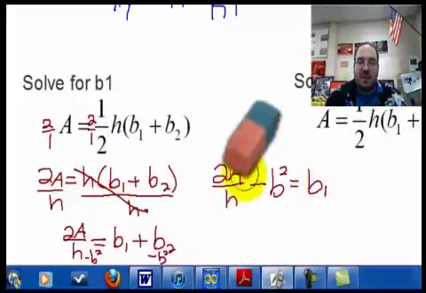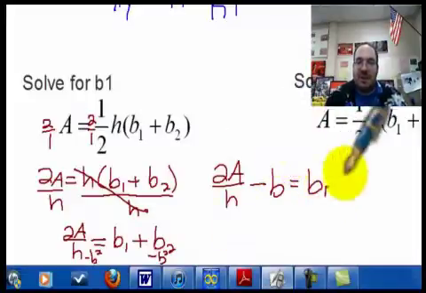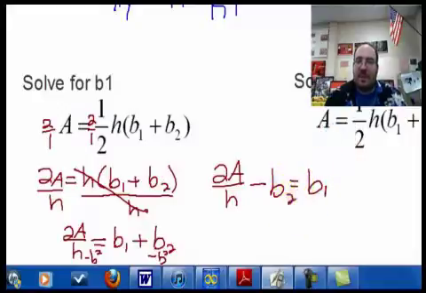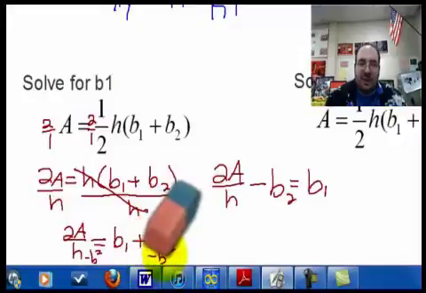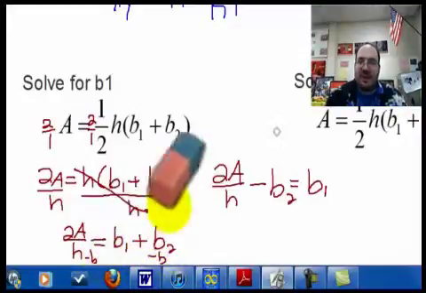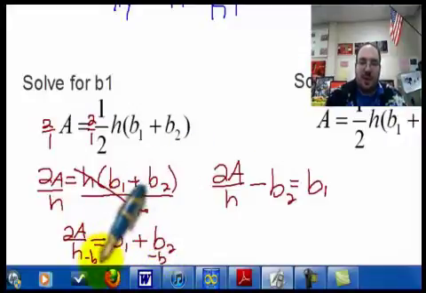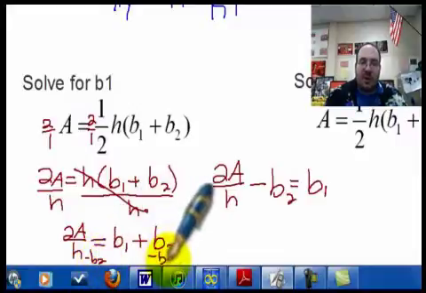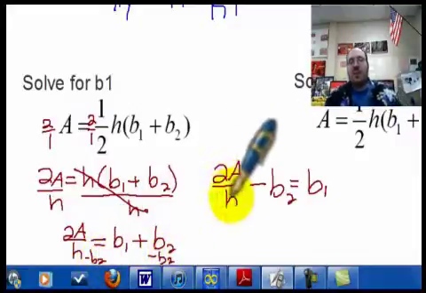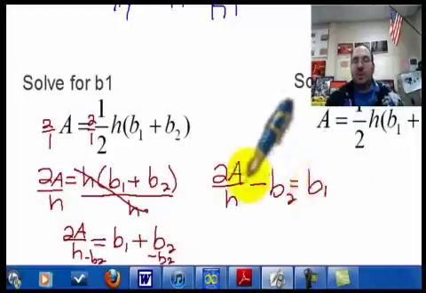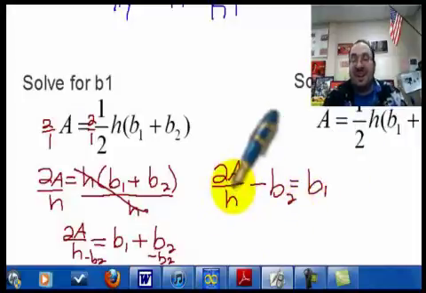Whoops. And I accidentally put b squared in all these places. I meant b2, not b squared. That's a completely different thing. So let me get rid of the little squareds here and put them in the right spot, because they are subscripts, not superscripts. Superscripts are exponents. Okay? So I have 2A over h minus b2 equals b1. And as ugly as this looks, you can't really do any more with it.